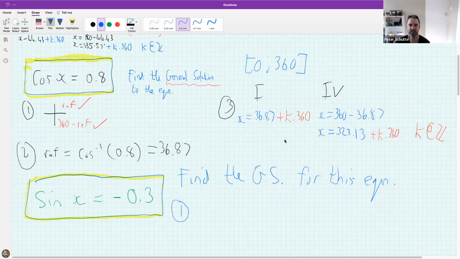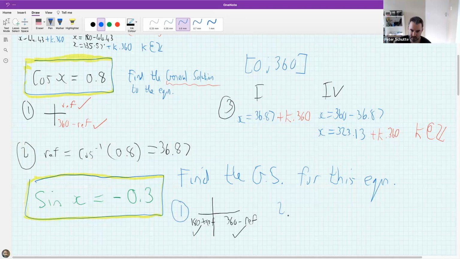In which quadrants is sine negative? So if I look at the chat, people are saying quadrant 3 and quadrant 4, which means the format of our answer must be 180 plus the reference angle or 360 minus the reference angle. So we're in those 2 quadrants.